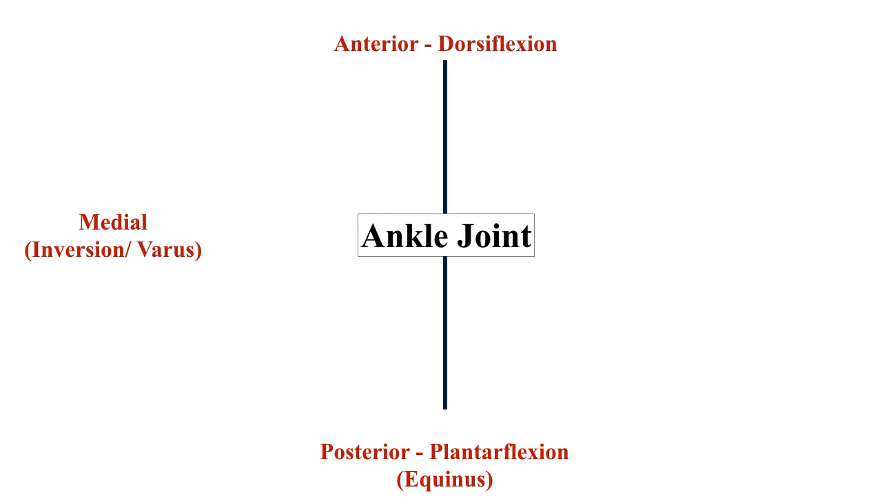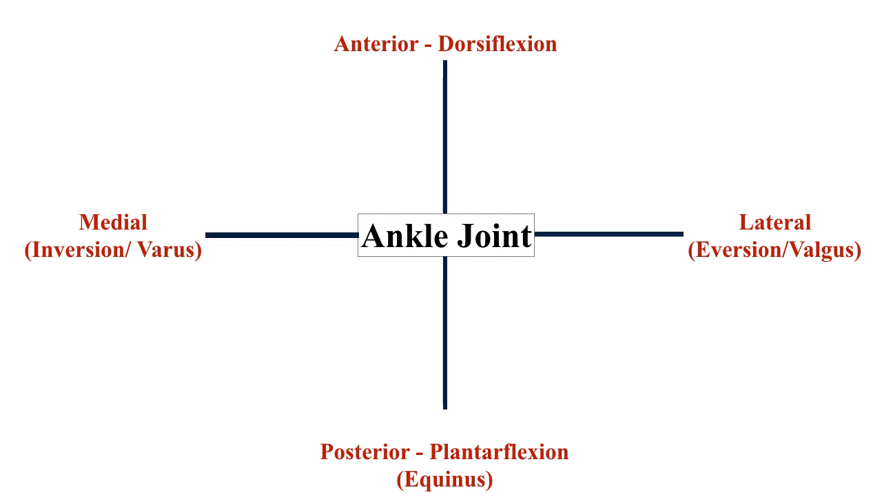Any movement of the foot towards the medial side is called varus or inversion. Any movement of the foot towards the lateral side is called eversion or valgus. This line is drawn connecting the medial and the lateral malleolus. Now these two lines divide the ankle joint proper into four quadrants: anteromedial, posteromedial, posterolateral, and anterolateral. Now, based upon the presence of muscles in each of these quadrants, we can assess the movement and the function of the concerned muscle.